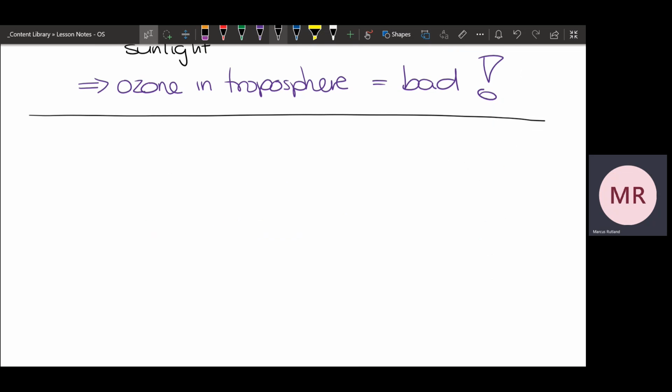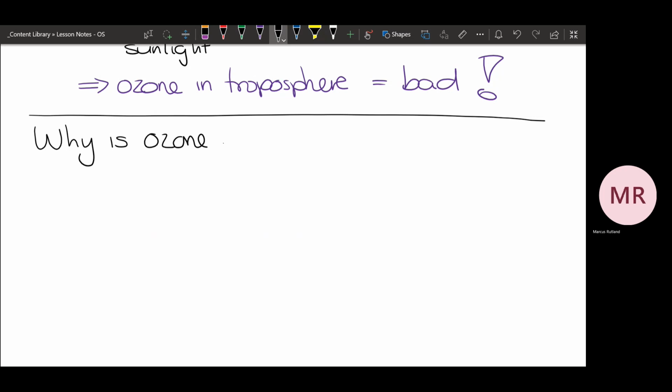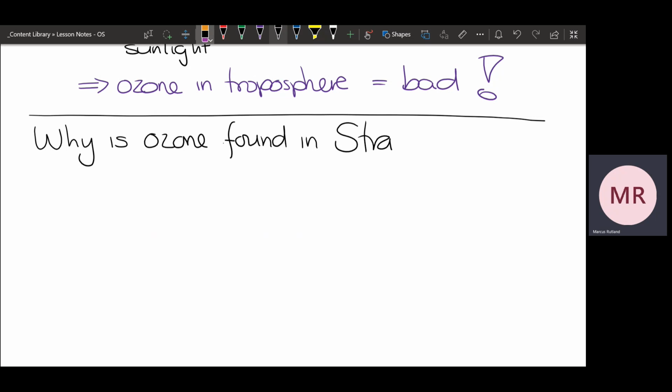But what we actually need to look at is why is ozone found in the stratosphere? So this will be probably new to most of you, so just put on your best learning hour. And as with everything else, you might need to go over this a few times in order to make sense of it. There is a set of reactions that happen. So there's a pair of reactions.